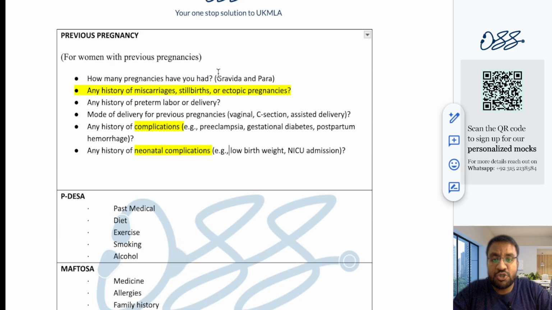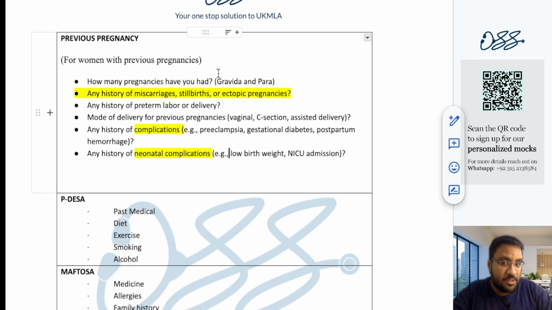Okay, so there are 6 to 7 different questions over here. I would at least want you to make sure that you cover 2 to 3 different questions, just to make sure that you are giving a hint to the examiner that yes, you know that you have to explore the previous pregnancy. Why? Because the previous pregnancy also determines the impact that is going to happen in this particular pregnancy.